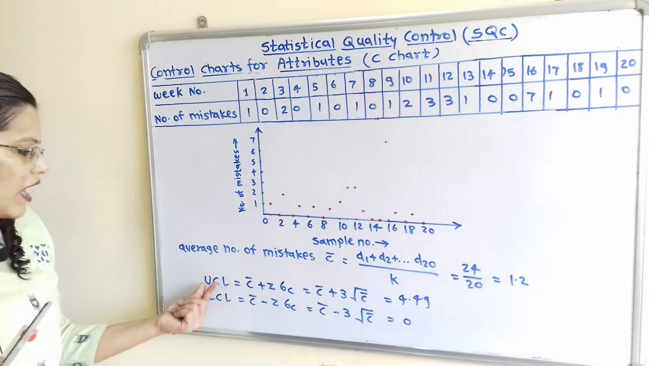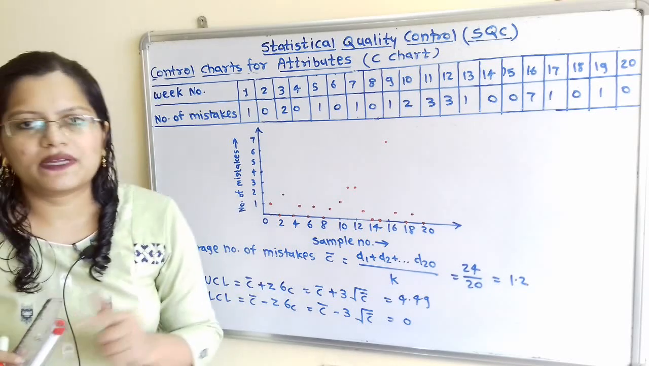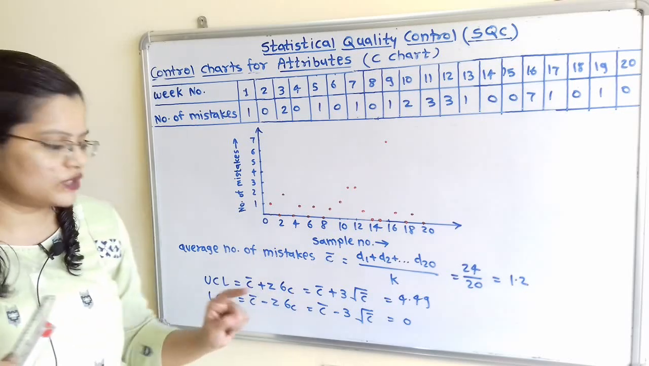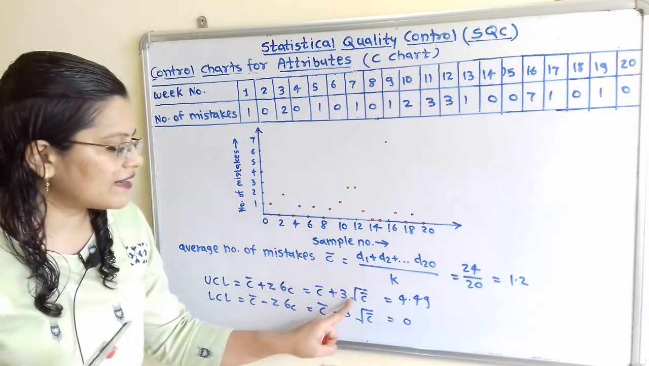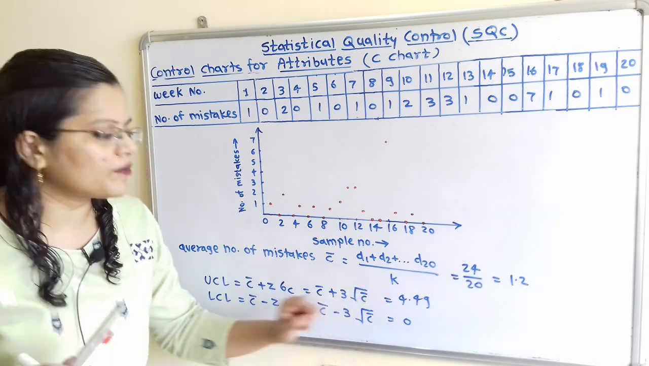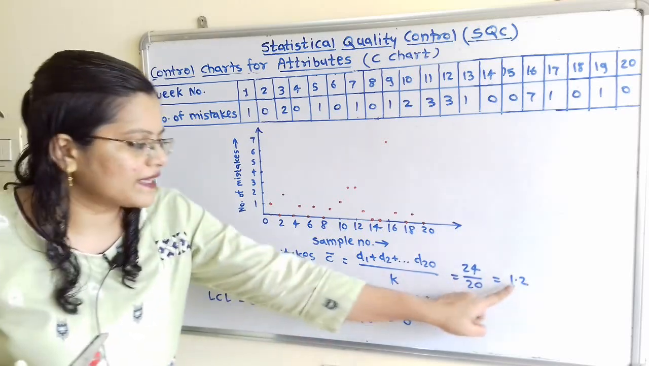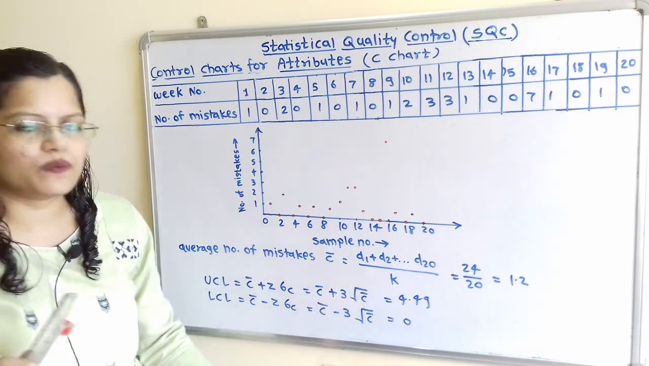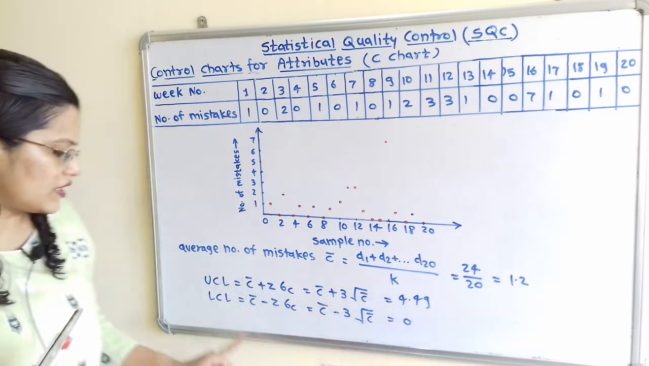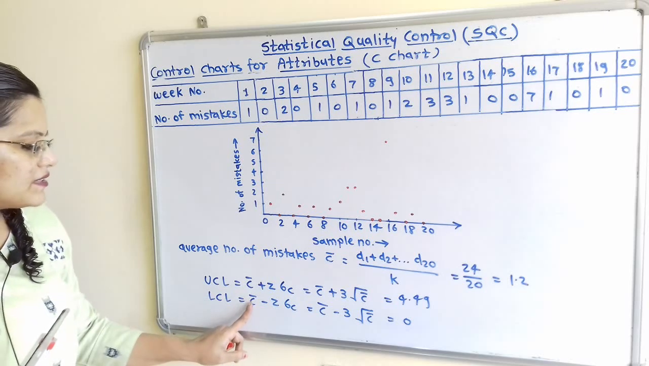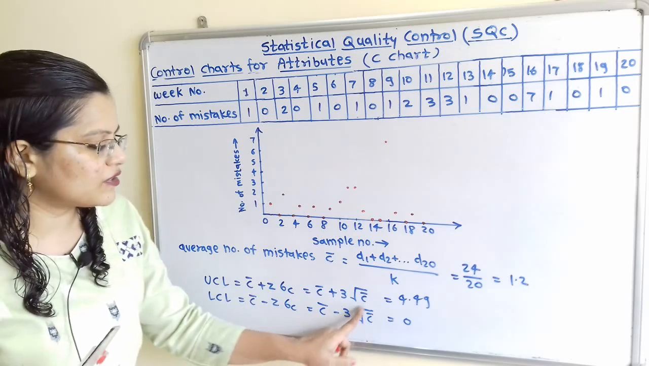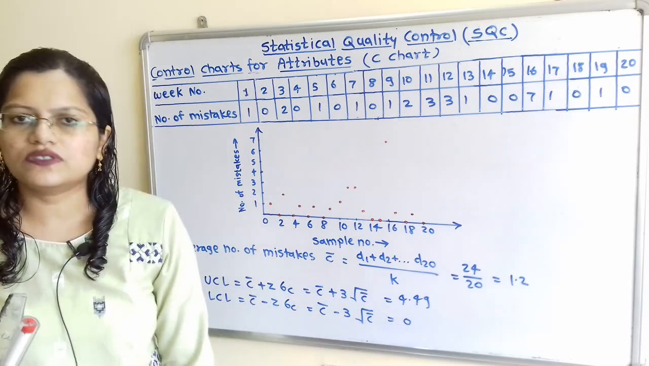Now how to plot the upper control limit? The upper control limit is C bar plus Z sigma C. Sigma C, that is the standard deviation, is under root of C bar. The value of C bar is 1.2. So 1.2 plus 3 under root of 1.2 is equal to 4.49. And the lower control limit is C bar minus Z sigma C, that is C bar minus 3 under root of C bar, which is equal to 0.